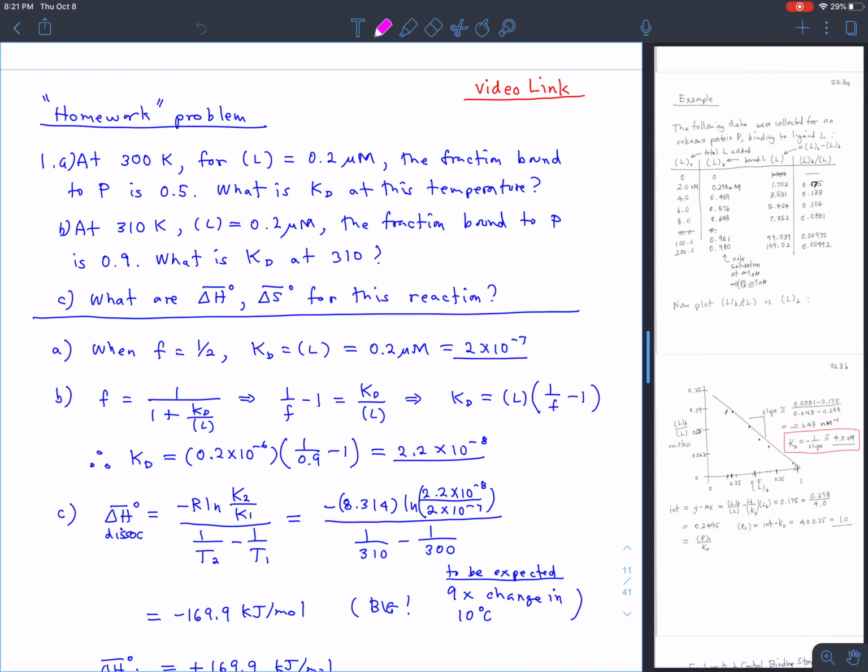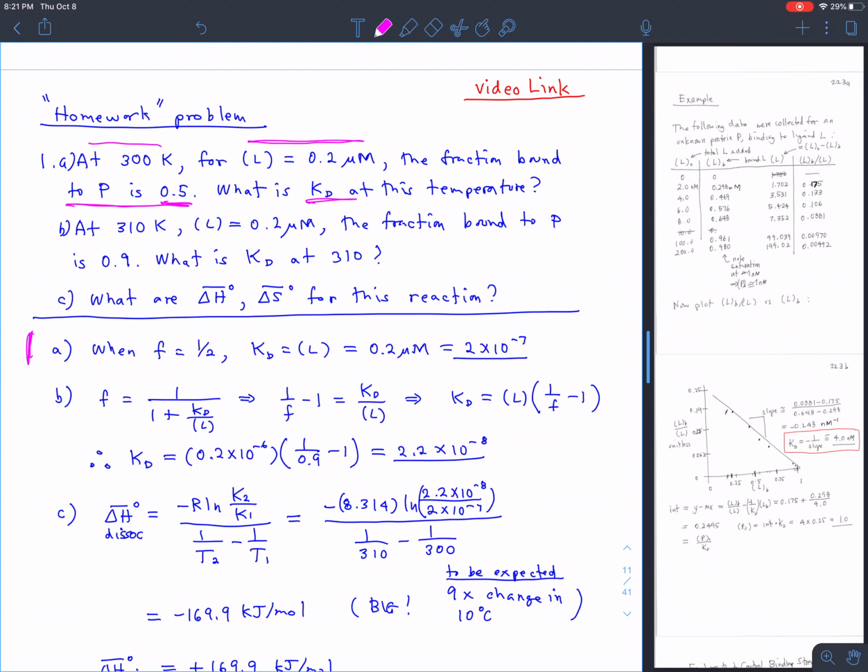All right. So the problem says at 300 Kelvin, for a ligand concentration of 0.2 micromolar, the fraction bound to P, so PL, is 0.5. What is Kd at this temperature? That's part A.